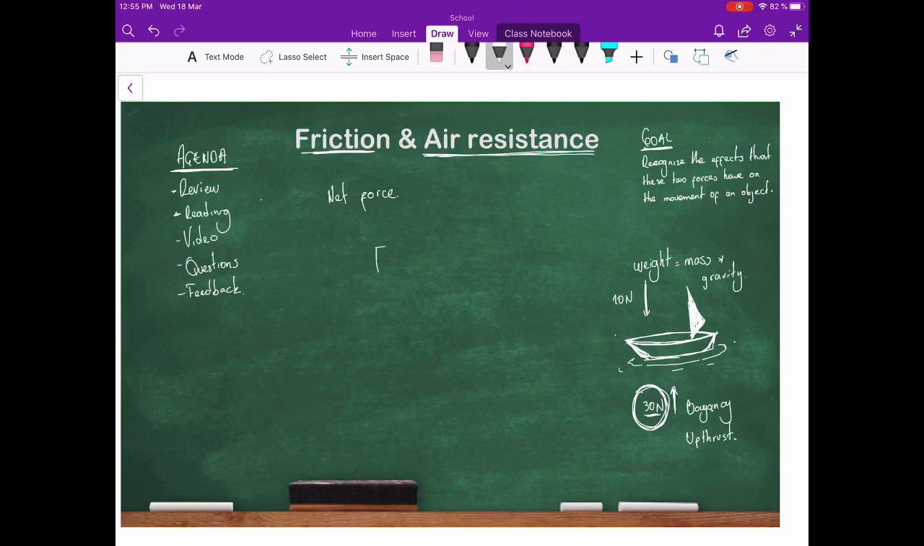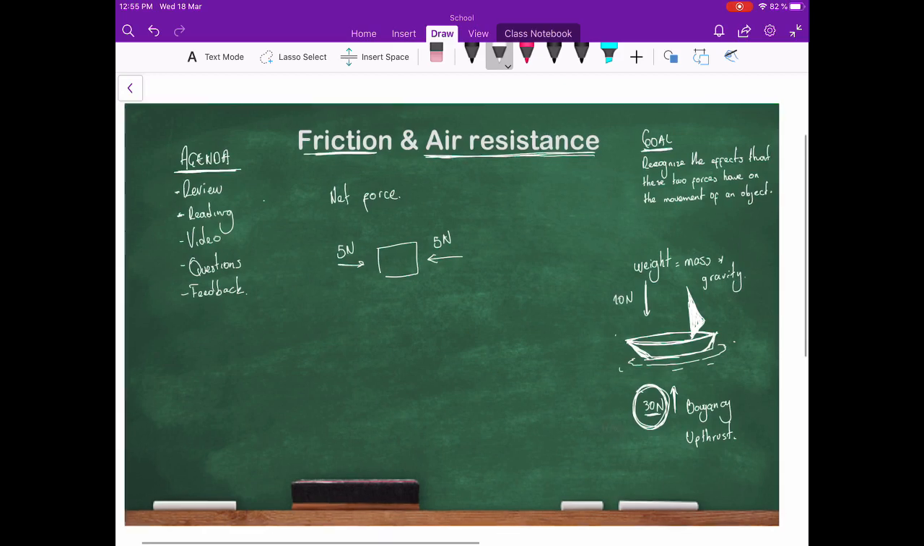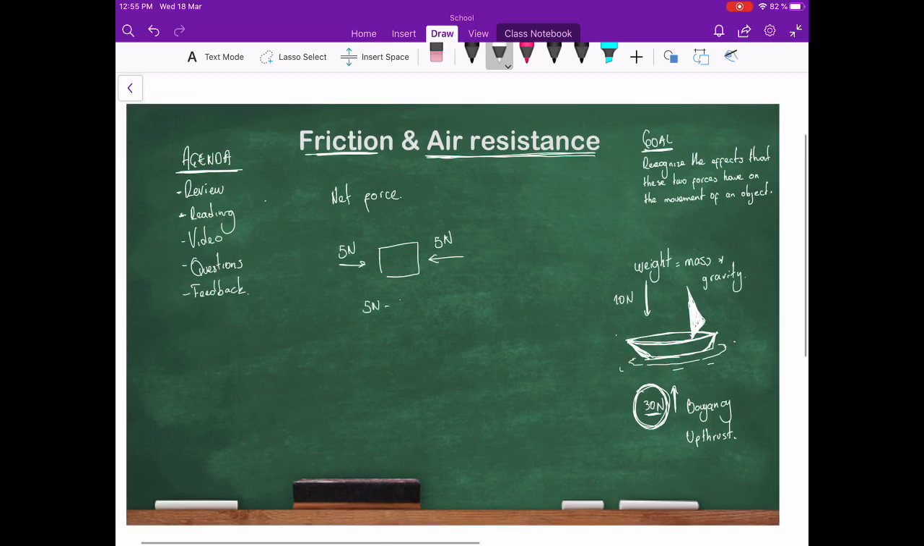For example, if we have this object in here with two opposite forces, one force is 5 newtons and the other is 5 newtons, we just subtract the sizes of the forces. In this case, 5 newtons minus 5 newtons equals 0. So there is no movement and the forces are balanced.